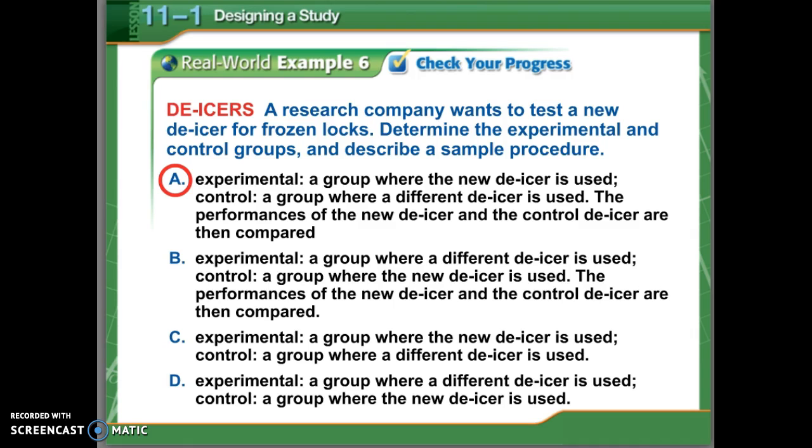That brings us to the end of Unit 5, Lesson 1 on designing a study.